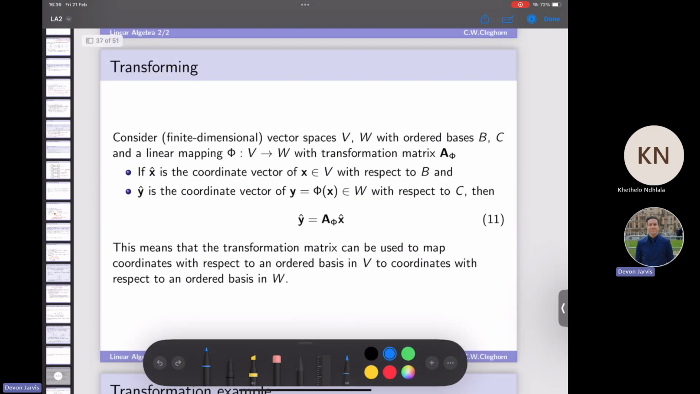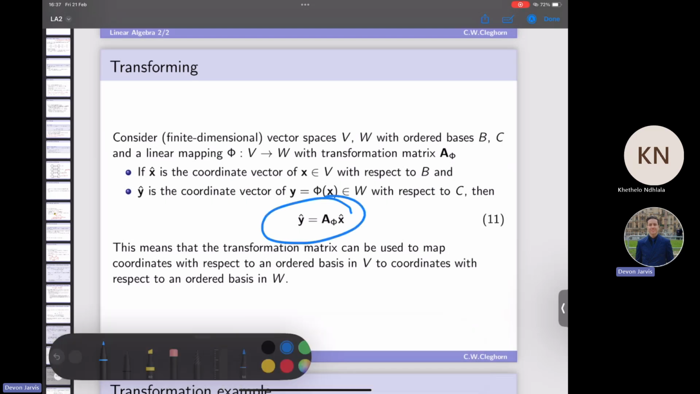Okay, so then consider finite dimensional vector spaces V and W with the ordered bases B and C and a linear mapping between them. All right, we can get that matrix A that maps between them. As you can see now, if X hat is the coordinate vector of X with respect to B, and Y hat is the coordinate vector of Y with respect to C, then you can map between them. But keep track, right?